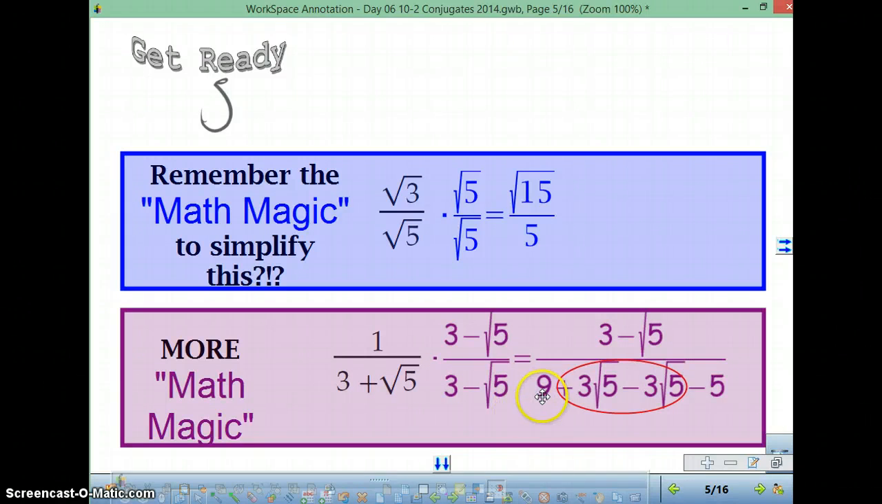We end up with 9 plus 3 root 5 minus 3 root 5 minus the square root of 5 squared, which is 5. Notice how these middle terms are going to become a 0 pair. You have 3 root 5s, you take away 3 root 5s, you end up with 0 root 5s.